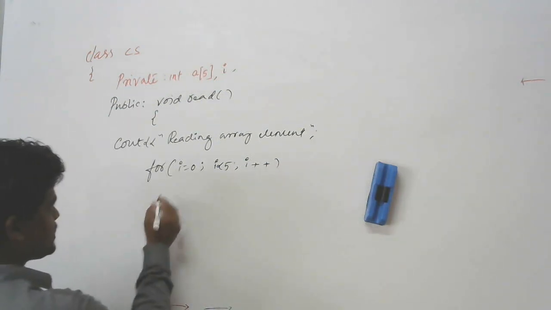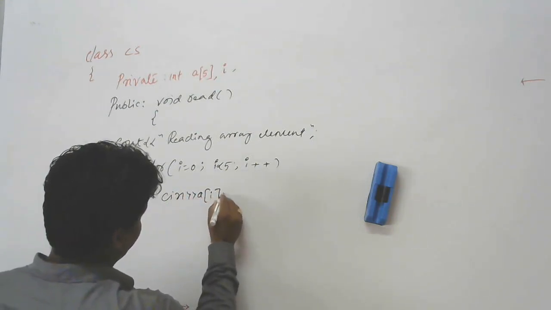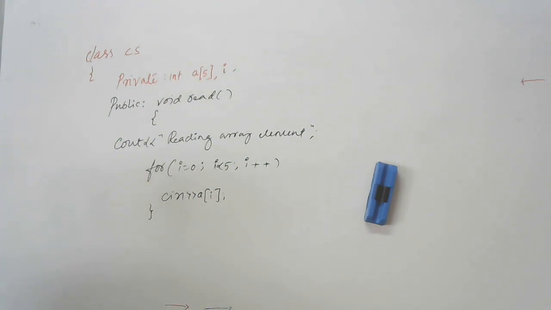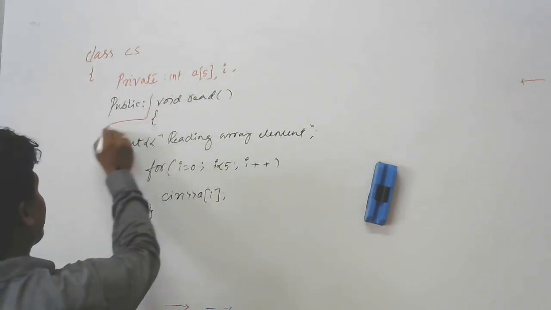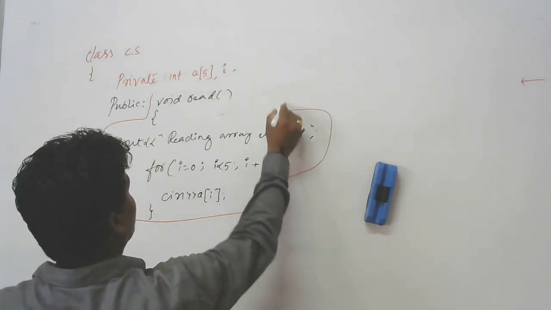Okay. The next, cin a of I. Close this. This particular body indicates the read block.